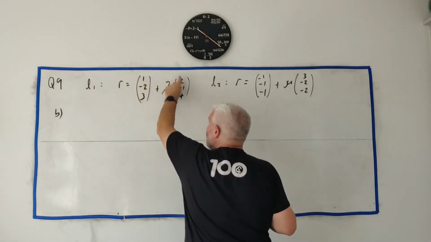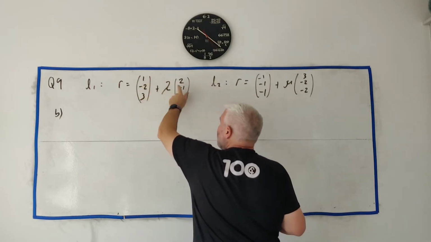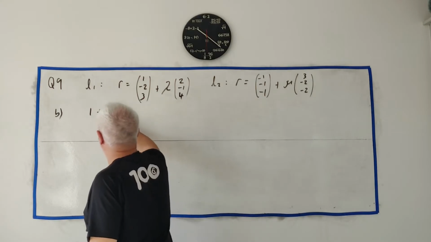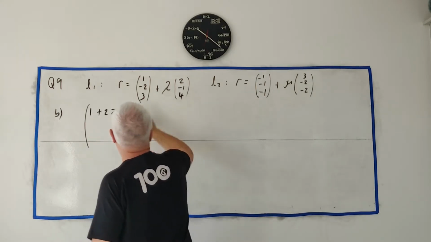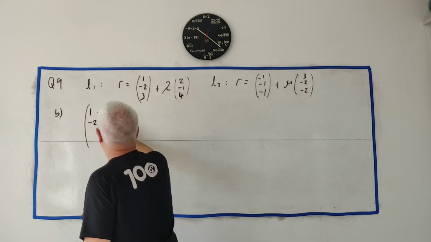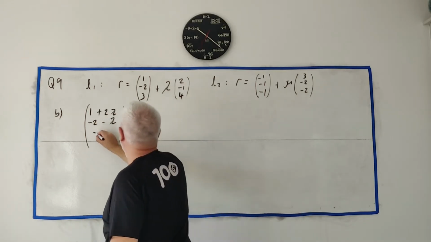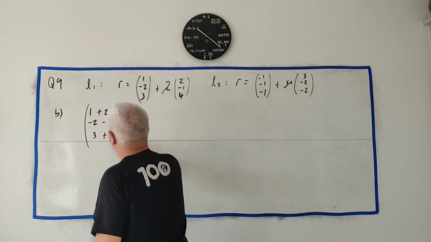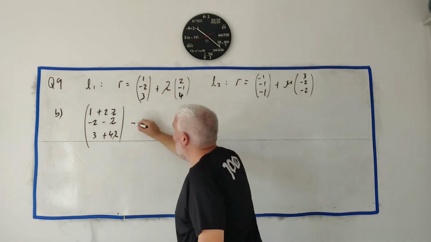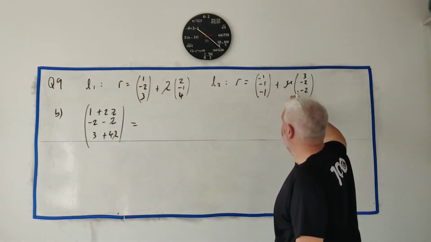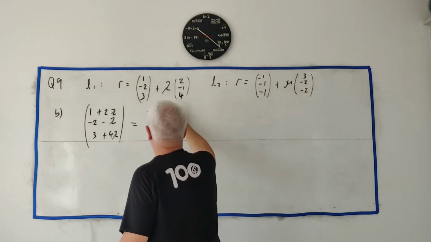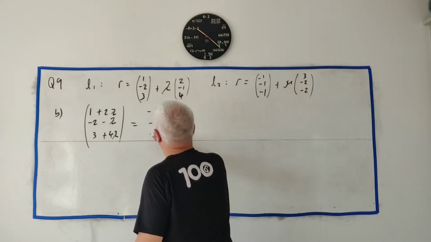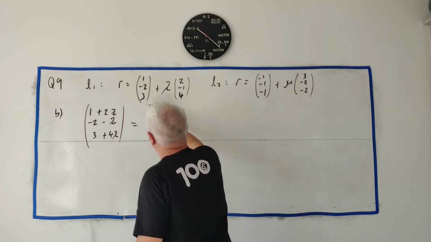I can add the i parts. This is 1i plus 2 lambda i's. So really, I can write this as 1 plus 2 lambda. I can write this as minus 2 minus lambda, and the k part is 3 plus 4 lambda. That's line 1, and that's equal to line 2, which is minus 1 plus 3 mu, minus 1 minus 2 mu, and minus 1 minus 2 mu.